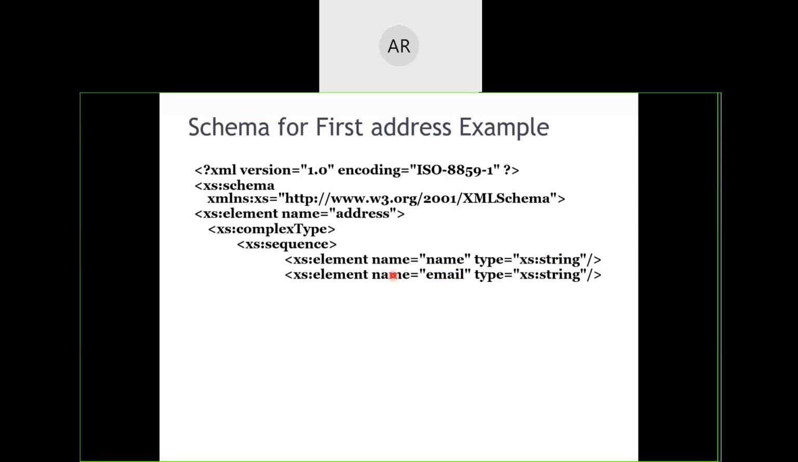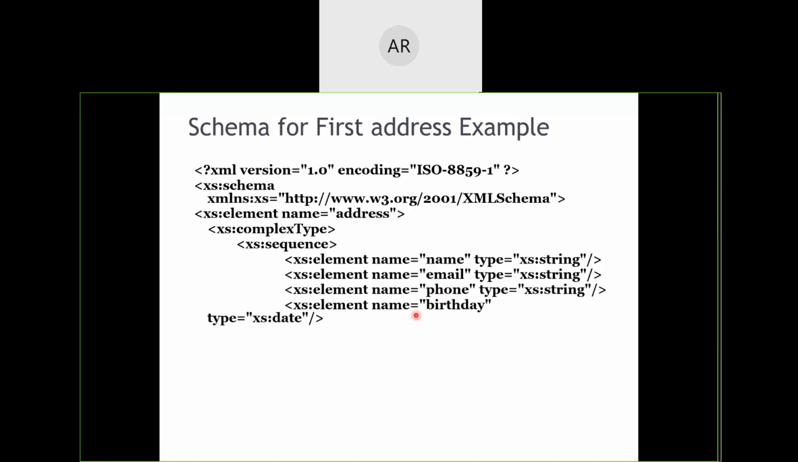And there is one more called email, and its data type is also string type. There is one more element called phone number. Its data type is also string type. We can even mention xs colon integer here because phone numbers are integer type. So we can even mention that. Similarly, we have one more element called birthday, and we can mention type equal to xs colon date. But even if we don't mention it, there is no problem.